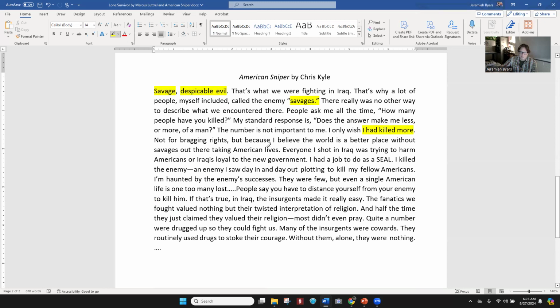Not for bragging rights, but because I believe the world is a better place without savages out there taking American lives. Everyone I shot in Iraq was trying to harm Americans or Iraqis loyal to the new government. I had a job to do as a SEAL. I killed the enemy, an enemy I saw day in, day out, plotting to kill my fellow Americans. I'm haunted by the enemy's successes. There were few, but even a single American life is one too many lost.